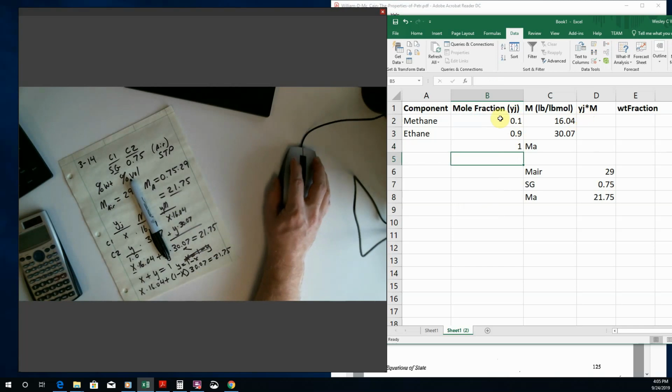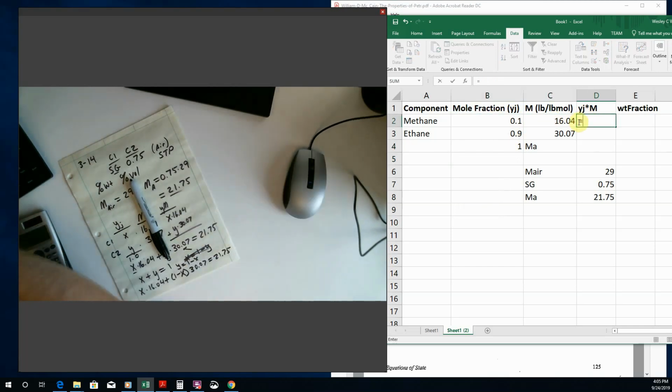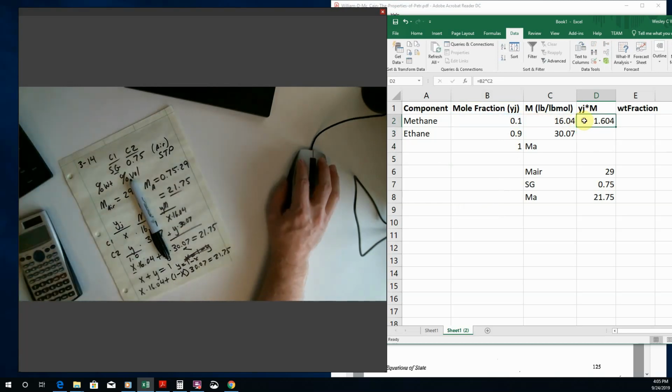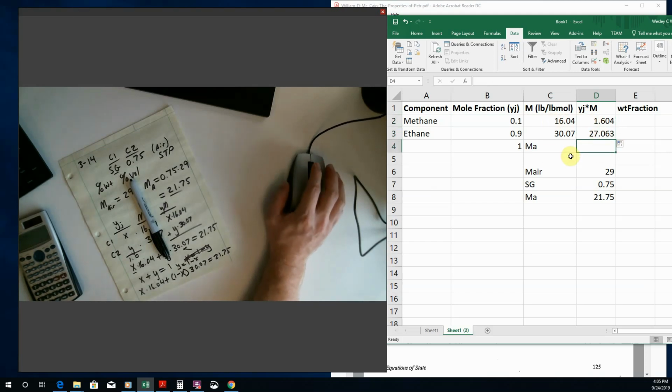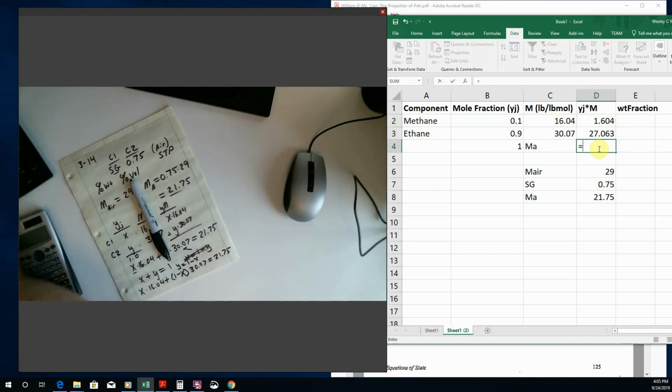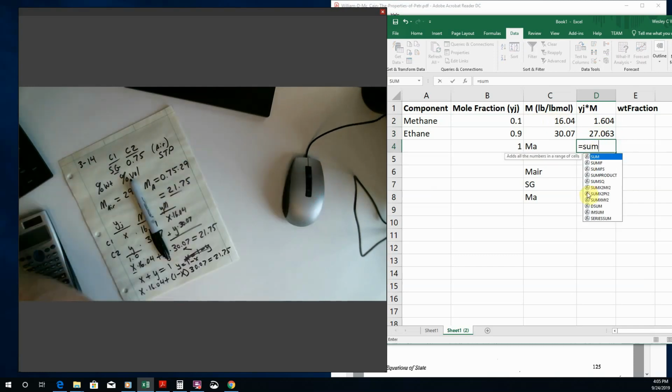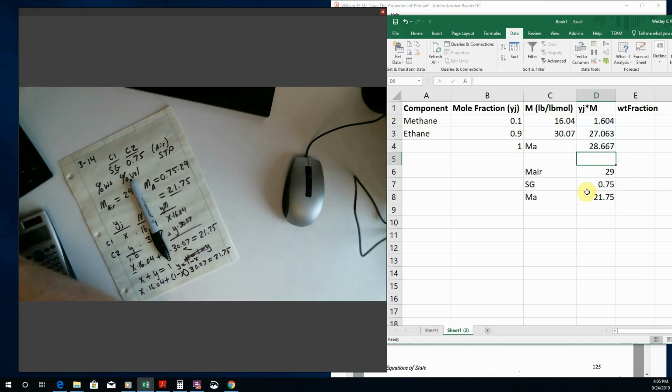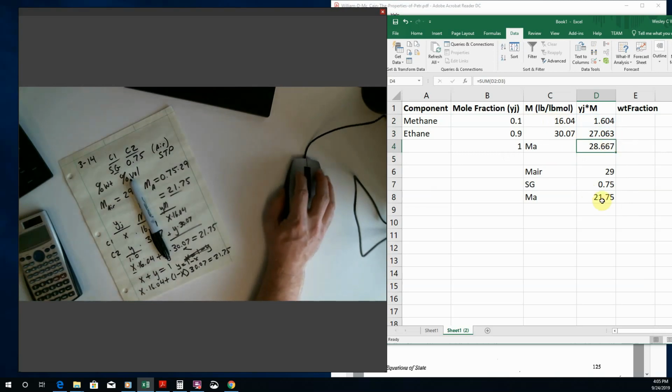So now this is the volume fraction times the molecular weight. It's going here, so this value times that value. This I already put in from Appendix A. Then I copy that down. Now, the apparent molecular weight is the sum of these two guys. So sum of those two. There we go, so 28.67. So 28.667 is bigger than this, right? So we need to make this value smaller.